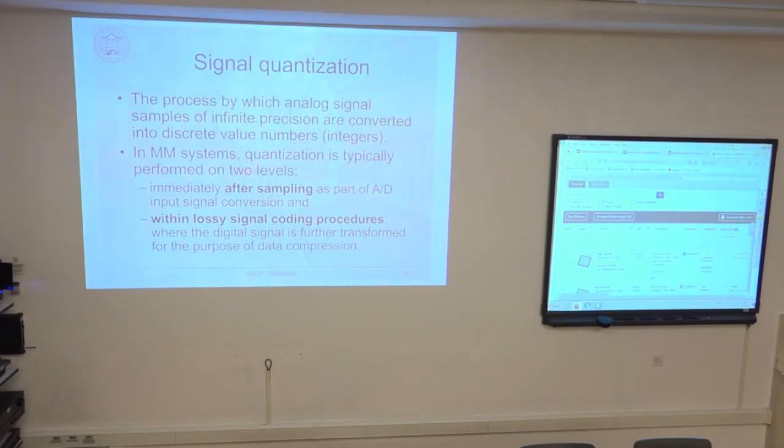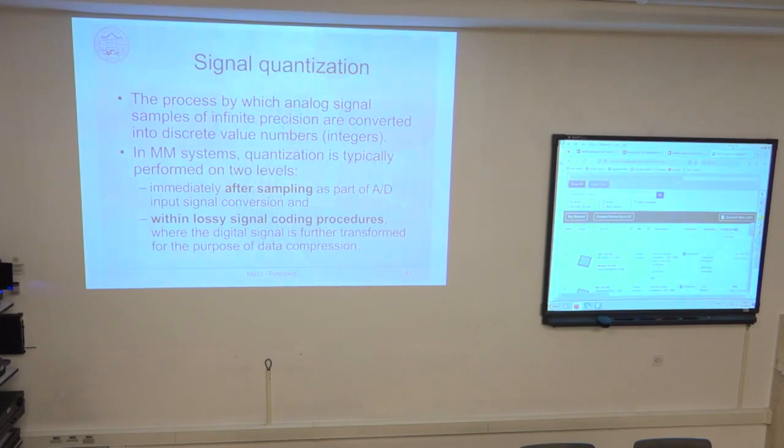In multimedia systems, quantization is typically performed after sampling, immediately as a part of AD conversion, but this quantization is also part of lossy signal compression. So I would have a signal of nominal resolution at the output of the AD converter, but later on I will try to somehow compress this signal to extract only the important part that should be encoded, transmitted, and reconstructed, and all of this redundancy should be identified and removed.